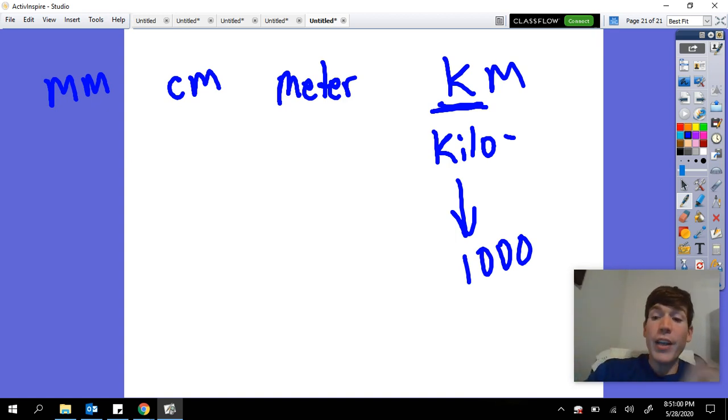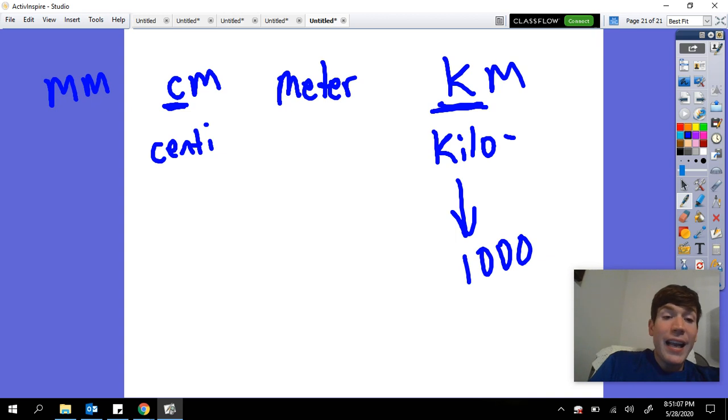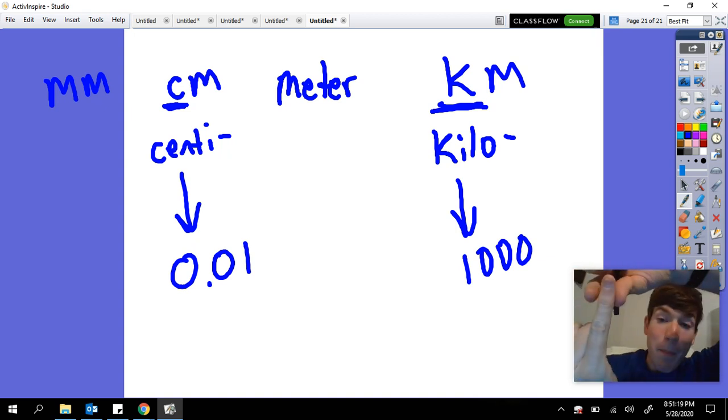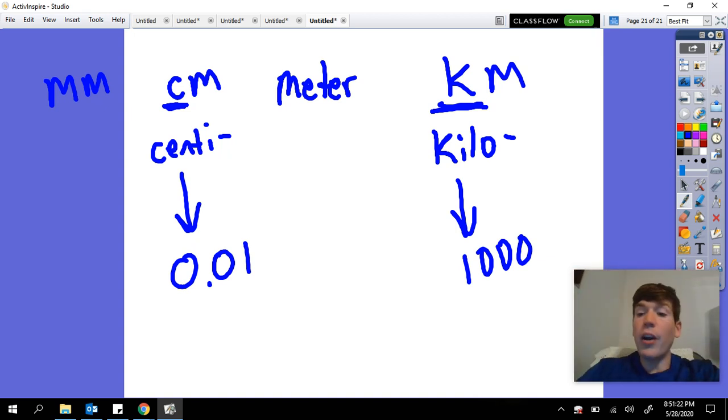Now, if we go in the opposite direction, we see this C, which stands for centi, and that prefix literally means 100. What that means is we're taking a meter and splitting it into 100 parts. A centimeter is about the width of your pinky. A centimeter then means it would take 100 of those to make a meter.